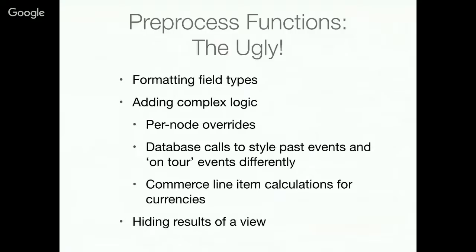We can also add really complex logic. Some things I've seen are per node overrides for the display of different pieces of content. So if you want the FAQ page to look radically different from the About page, why not just add a conditional for the node ID in a preprocess function? Well, why not indeed? You could do that, but then as soon as somebody deletes the FAQ page and adds it again, your site's going to break. So sometimes this logic in our preprocess functions can be really brittle.